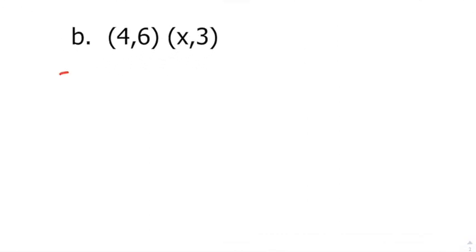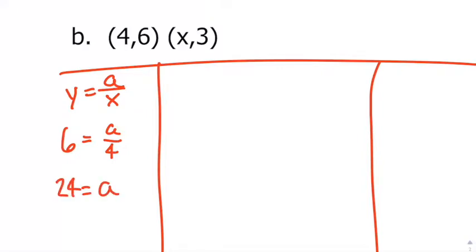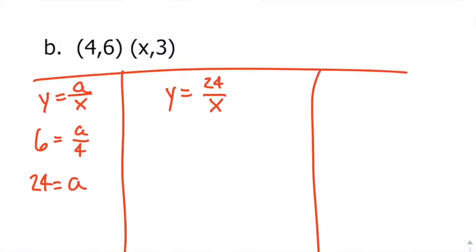Same idea here. Got your 3 different parts. First thing, find your constant of variation, a over x. So let's go 6 equals a divided by 4. So multiply both sides by 4. That's a is 24. Let's write your equation. Y equals 24 over x. Try not to mess it up this time. And then, yeah, here you go.